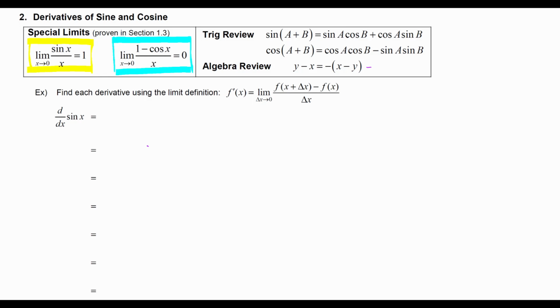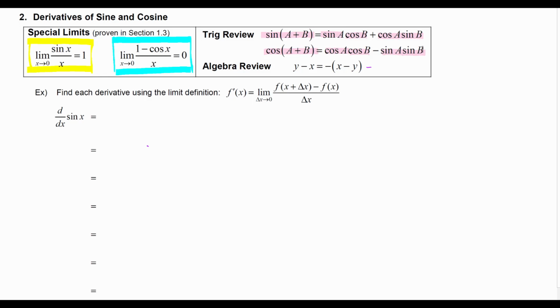From trigonometry, we learned that sine of angle A plus B is equal to sine A times cosine B plus cosine A times sine B. Cosine of A plus B is equal to cosine A times cosine B minus sine A times sine B.